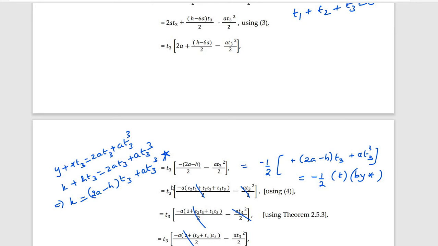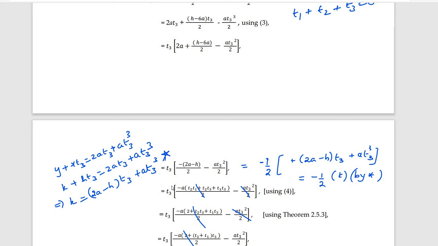Now from this, minus a/2, or rather minus half is enough, is taken out. This is what we have: (2a minus h), and this t3 is taken inside. So this becomes t3 cube.